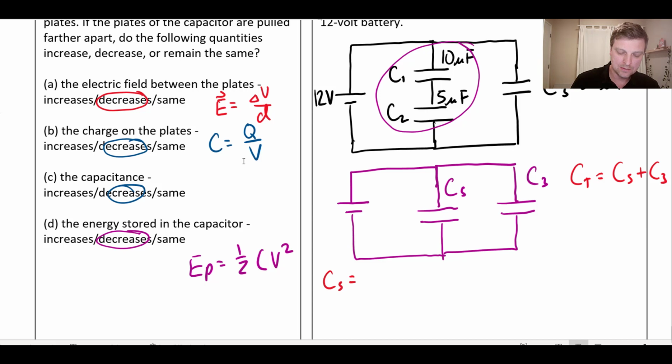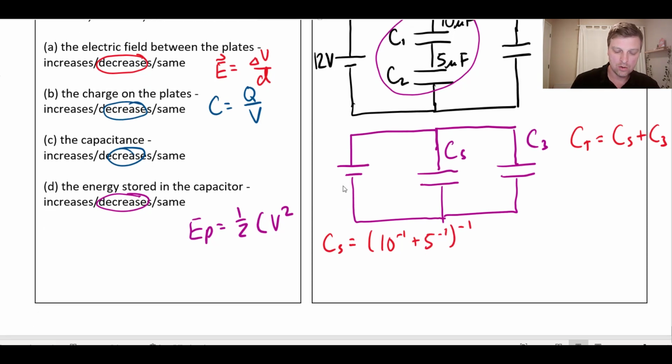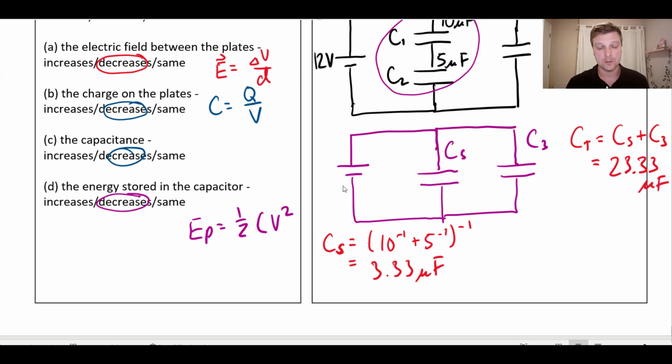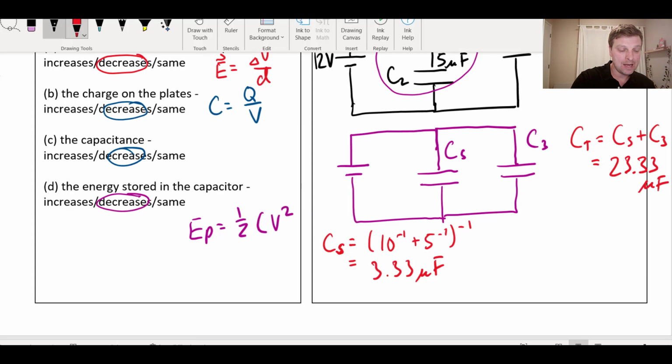And remember, CS follows this inverse rule. So it's going to be 10 to the negative 1 plus 5 to the negative 1, all to the negative 1. So CS is going to have an effective capacitance of about 3.3 repeating microfarads, which means my total capacitance for my whole circuit is going to be 23.33 repeating microfarads. I can now find the energy.